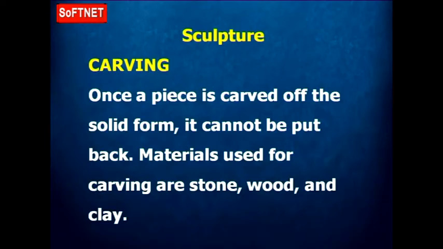For carving, you have stone, wood, and sometimes people use dry clay. For example, when the clay is dried, you can actually carve it. And sometimes people also carve the dried plaster of Paris. So you can carve any material which is carvable, and you can make sculpture out of it. And for crafts, ivory is another important and prominent material that artists use to carve. So ivory carving is also a very prominent practice.